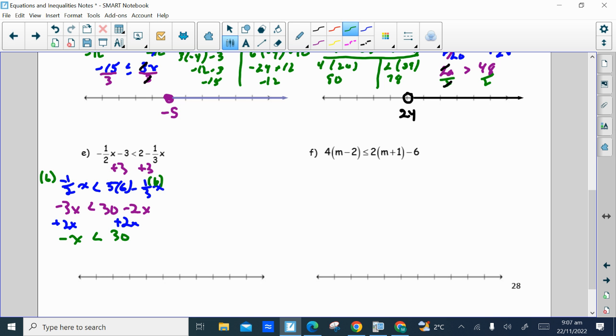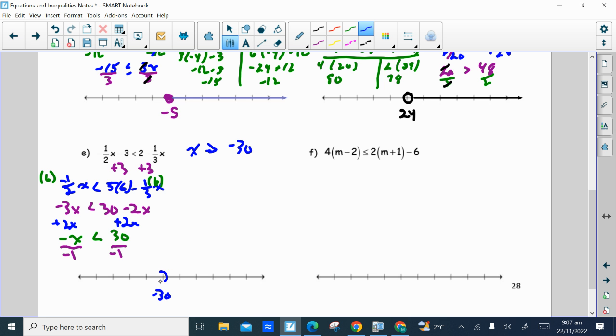On the right, the 2x's cancel. But now I'm going to divide both sides by negative 1. To get rid of the negative symbol in front of the x, I'll divide both sides by negative 1. And so now the inequality is going to reverse. I'll have positive x on the left. Instead of being less than, it's now going to be greater than 30 divided by negative 1 on the right, which is negative 30. So there's our solution set.